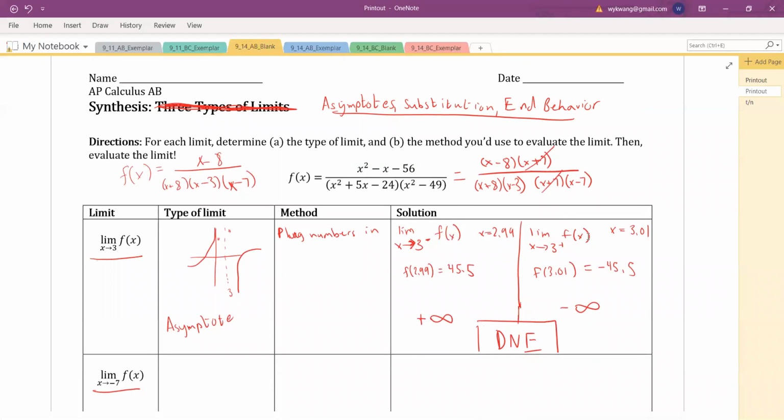Sorry, I'm not sure who that was, but you can come off mute and share what you wanted to say again. Removable discontinuity, because x plus 7 was in the equation, it was crossed out, and then it would become x equals -7. Yeah, you're actually going into more detail. It is a removable discontinuity, but in terms of asymptote, substitution, and end behavior, how would we ultimately solve for the limit? What method would we use?